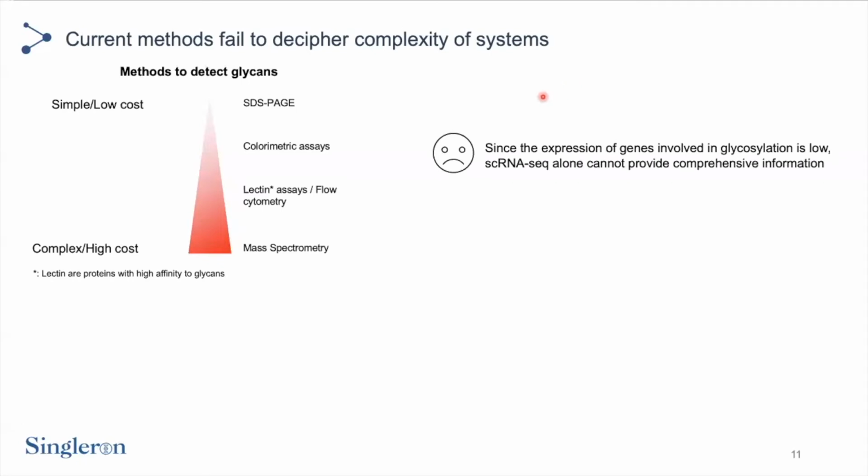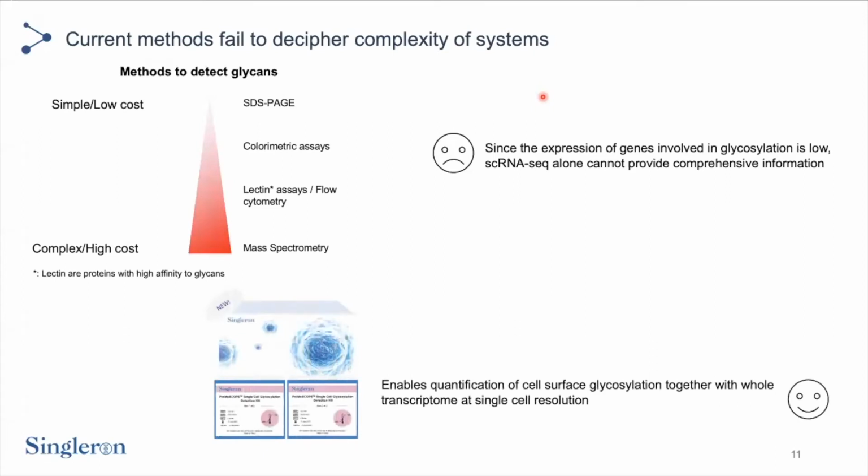So currently, single cell technologies have been used to tackle this problem. But the thing is, the genes that are responsible for glycosylation are not highly expressed most of the time. So single cell alone cannot provide comprehensive information. And this is why we thought of coming up with this product that enables quantification of cell surface glycosylation together with the whole transcriptome at single cell resolution. And I will tell you more in the upcoming slides.